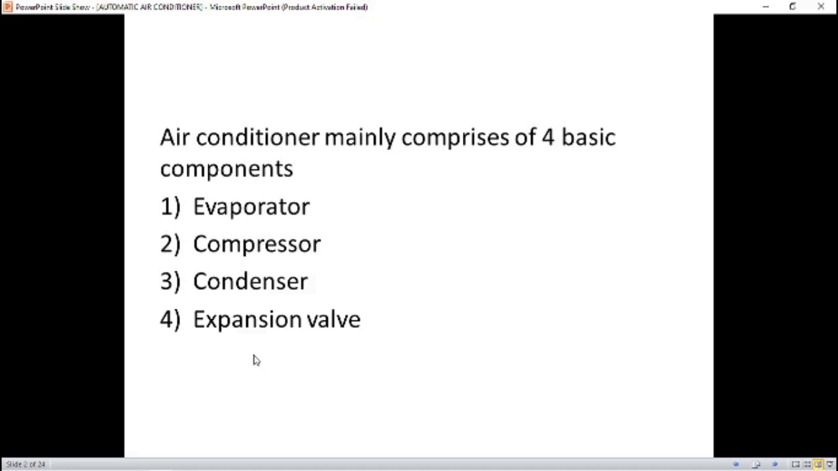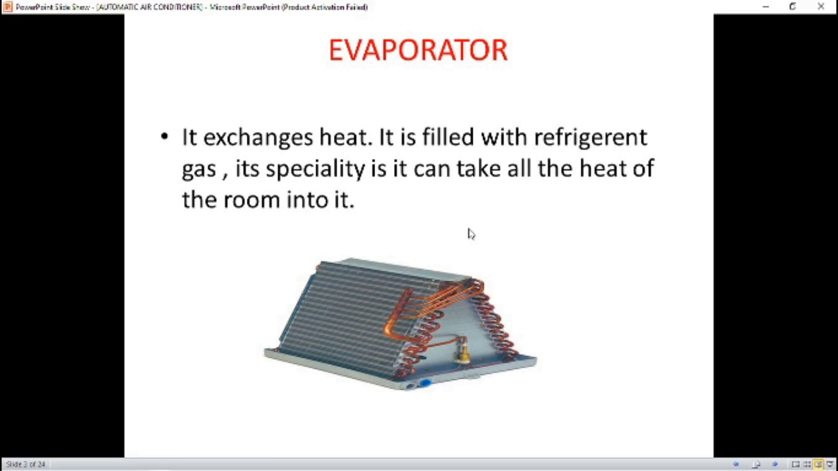Now, the air conditioner mainly comprises four basic components. These are the evaporator, compressor, condenser, and expansion valve. Now we will come to them one by one. The first thing is the evaporator. Now what is it? It is the thing which is placed inside our room.